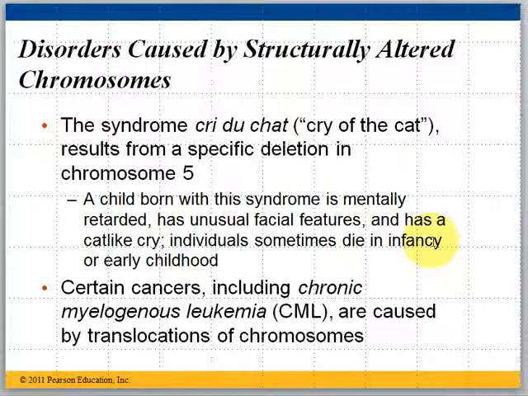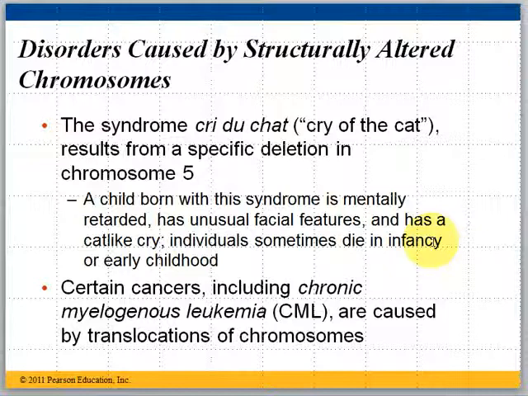One of them is a very odd, interesting one called cri du chat, which is French for cry of the cat, and it results from the specific deletion of a portion of chromosome 5. Children born with this syndrome have mental retardation. They have some particular facial features, and when they're very young, their vocal cords and airway are not fully developed, and that gives them a very cat-like cry. They sound like a crying kitten or a mewing cat, so that's where it got its name. These individuals sometimes die in infancy or early childhood, but on occasion they're able to live with proper treatment into young adulthood.